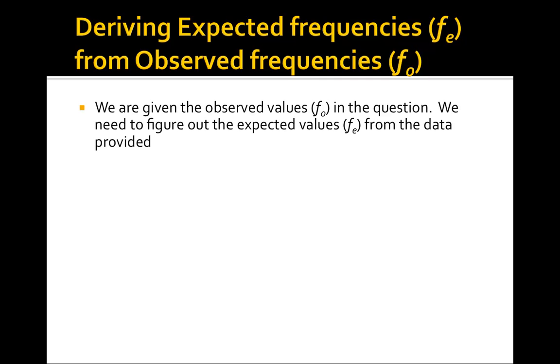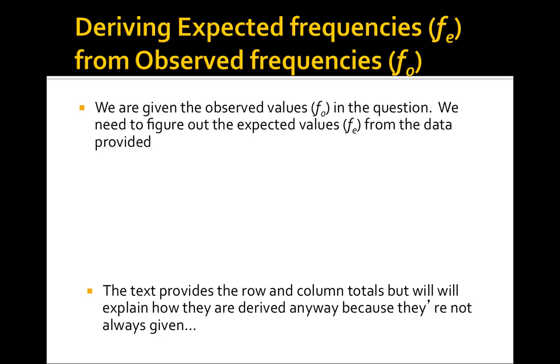Now what we need to do is derive our expected frequencies from our observed frequencies. This is a little different than we did for the goodness of fit. We're going to actually figure out what our expected frequency should be based on the number of people who participated. So we're given the observed values, and we need to figure out the expected values. The text provides the row and column totals, but we're going to explain how they got derived, because they're not always given.